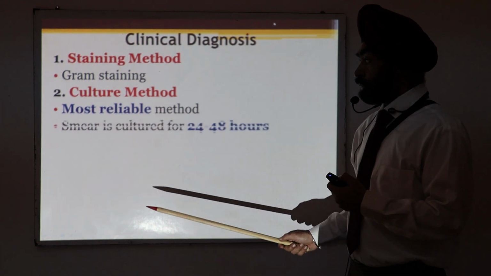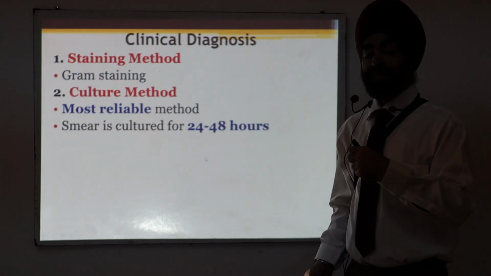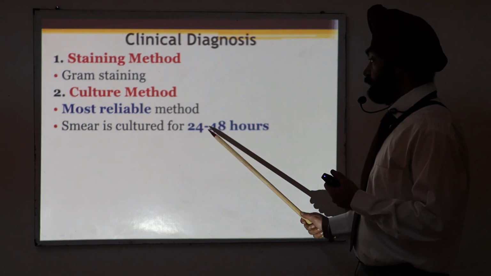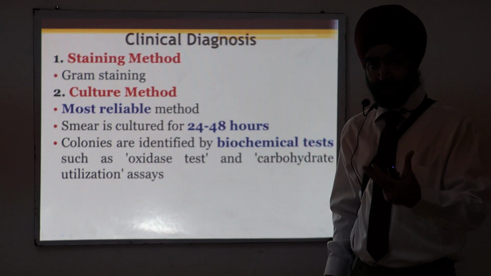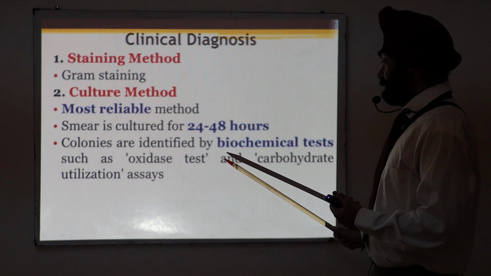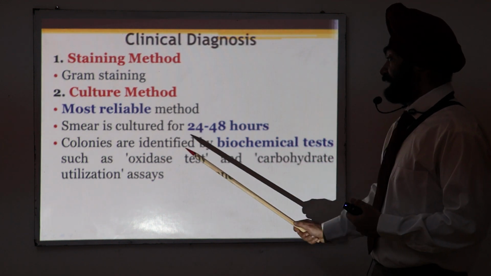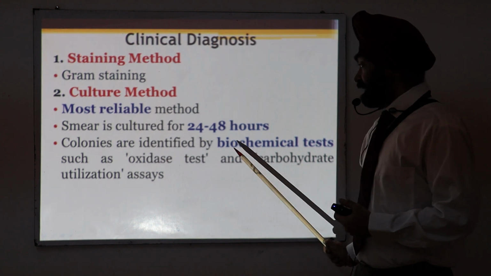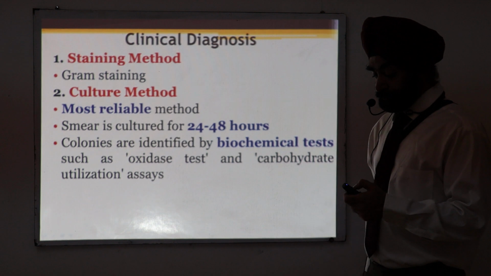What we do, we take out the smear, and then that smear is cultured in the laboratory for 24 to 48 hours. Once that is cultured, the microorganisms grow in the petri plates or the dishes. Then you carry out some biochemical tests like the oxidase test or the carbohydrate utilization assays. These tests will confirm whether it is gonorrhea or not.